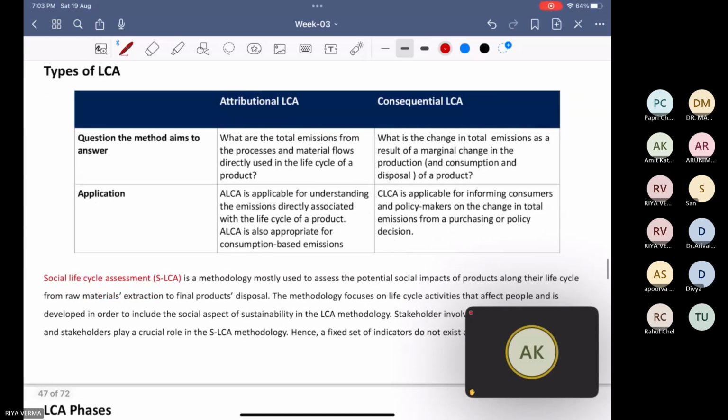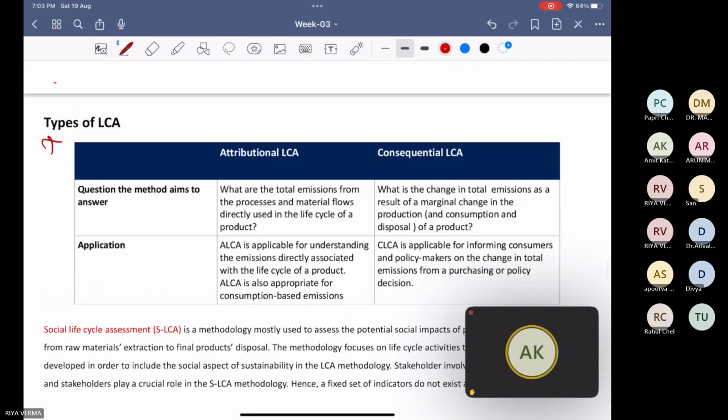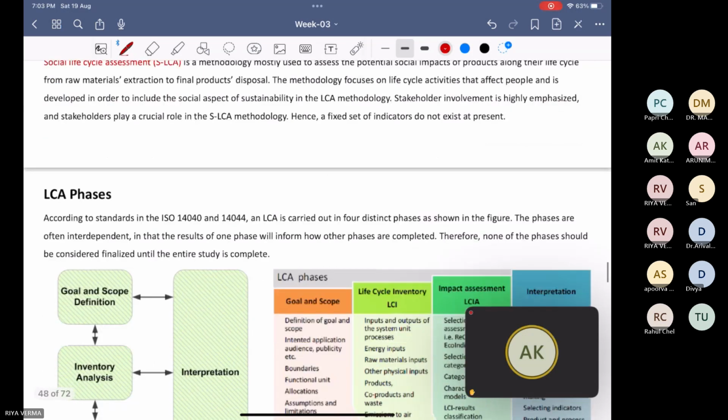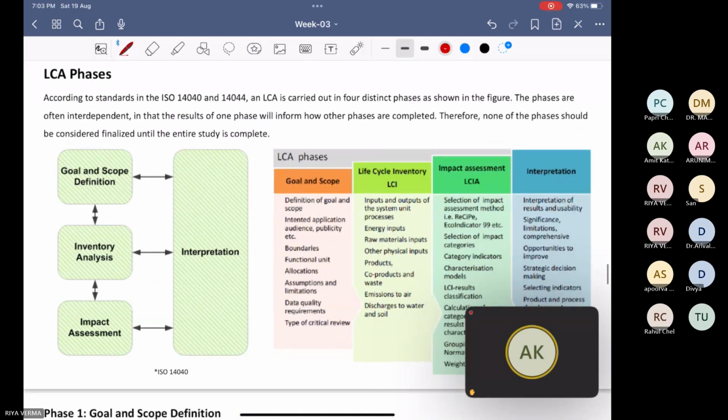So for types of LCA, we have two types, but I guess it was not discussed in the class, so I'll just skip this part. So these are the phases of the LCA. First is goal and scope definition, then we have inventory analysis, and then impact assessment. And in every stage, we have interpretation. Generally, these phases are often interdependent.